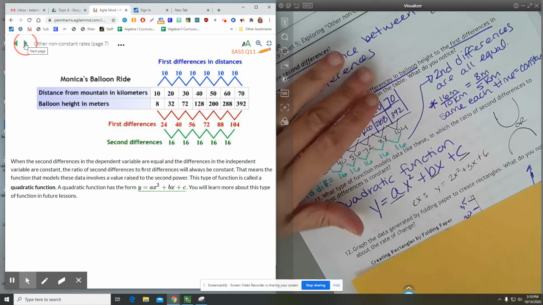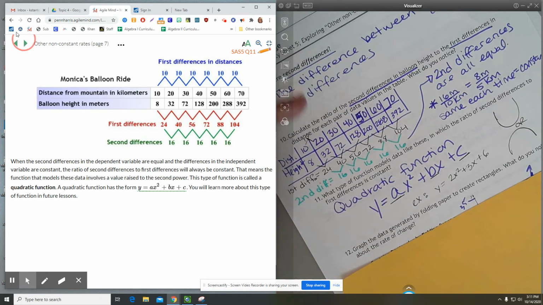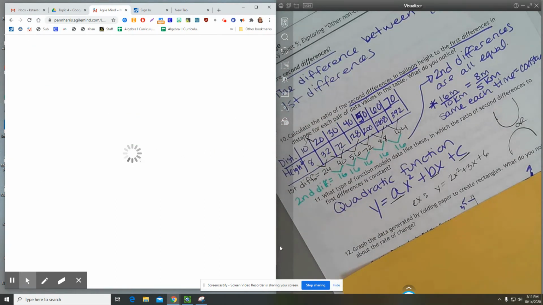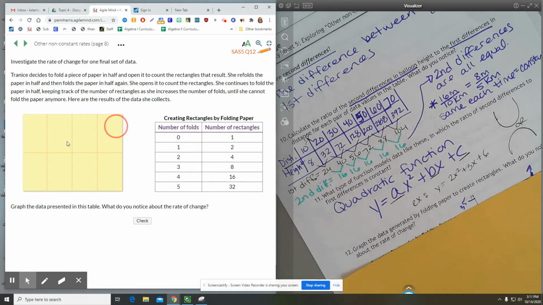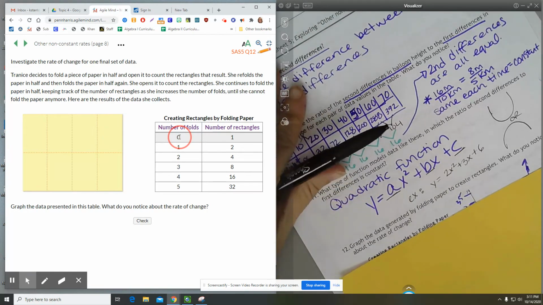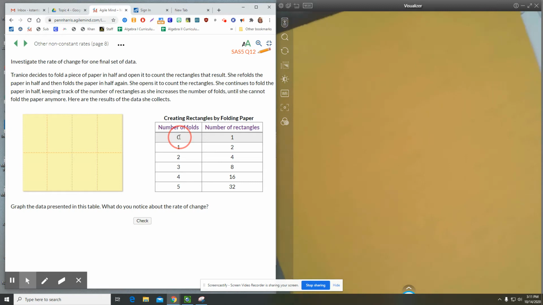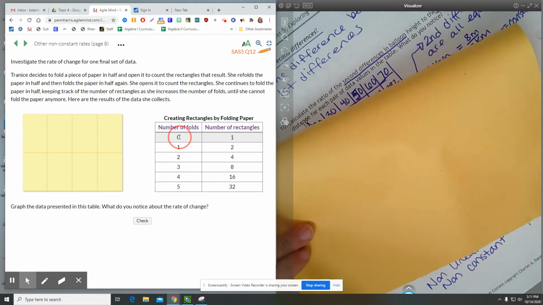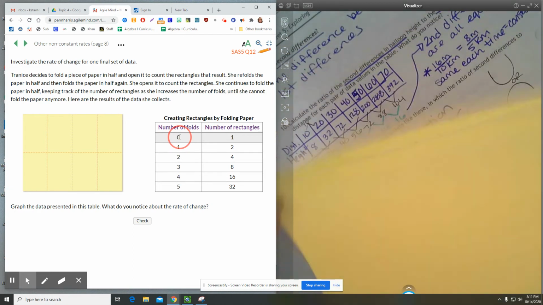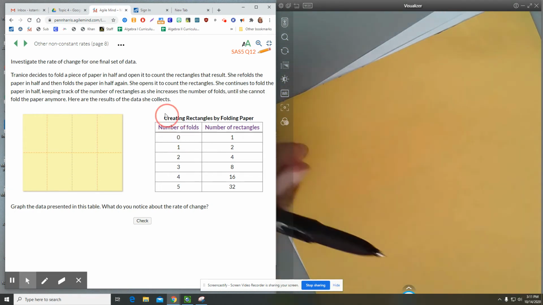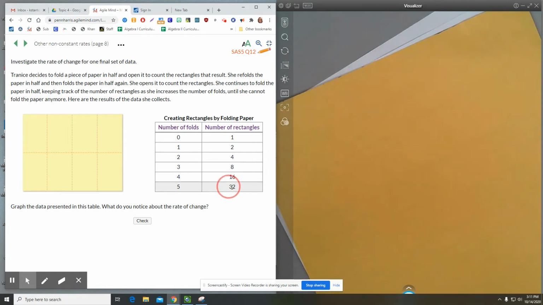Now we're going to take a look at another example, another type of non-constant graph. We're going to talk about rectangles. How many of us have sat and folded notes and folded a piece of paper into little rectangles? So we made this table. If I don't fold the paper at all, it's one giant rectangle. If I fold it in half, I now have two rectangles. And if we fold this up to 5 times, I'm going to end up with 32 rectangles.